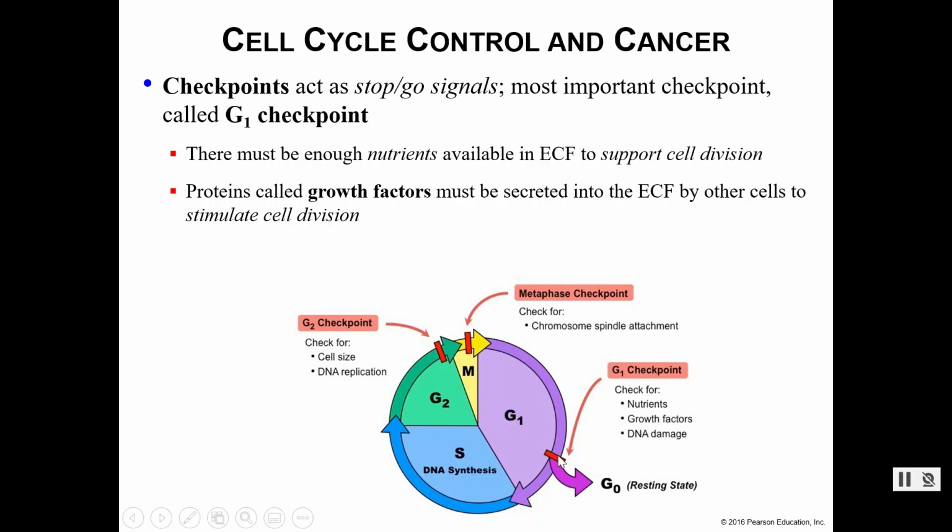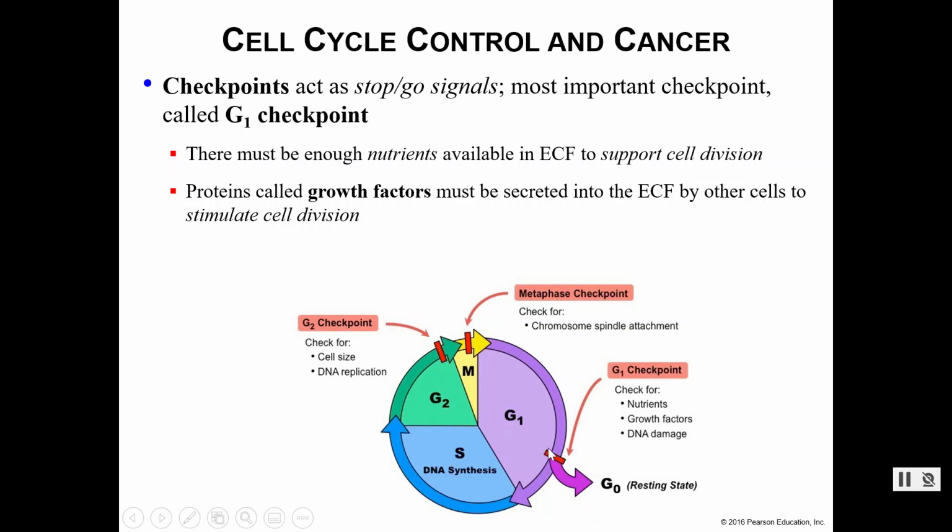Boop, we hit our first checkpoint. We're checking for certain things. We're checking to make sure the cell has enough nutrients and growth factors to continue. We're making sure that our DNA has not been damaged. This one's very important. Why? Because if our DNA is damaged, where are we going next? Oh, we're gonna go make some more? Well, probably don't need to make more DNA if the first DNA is damaged.